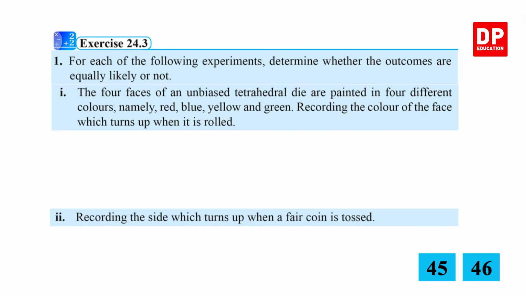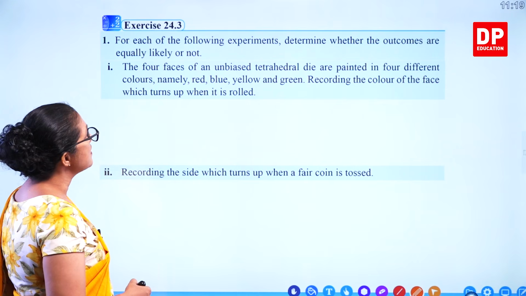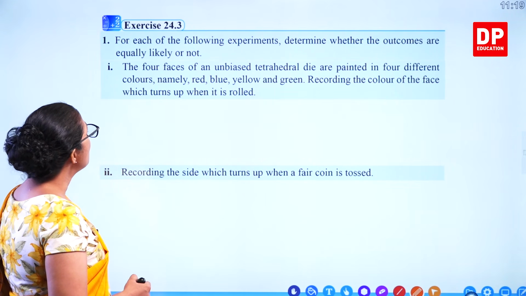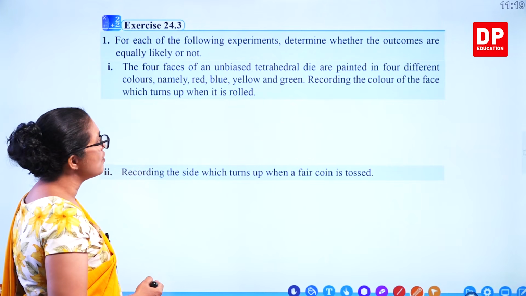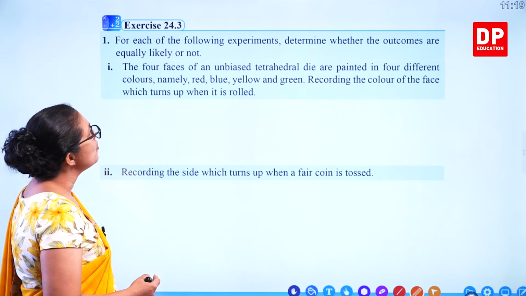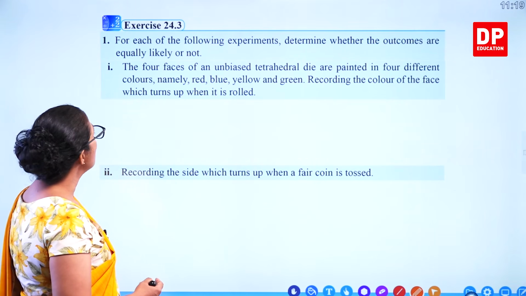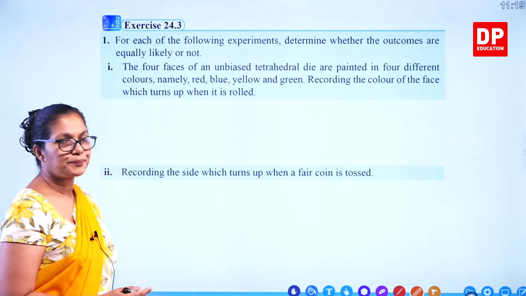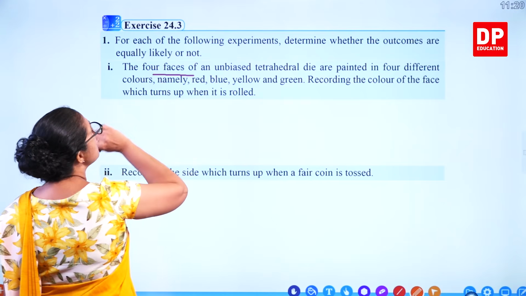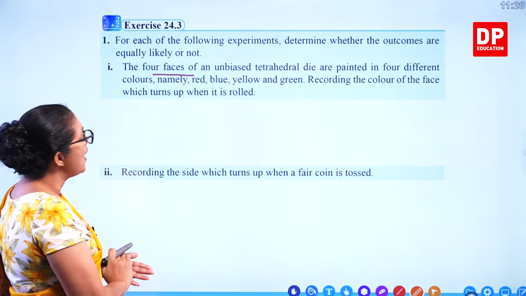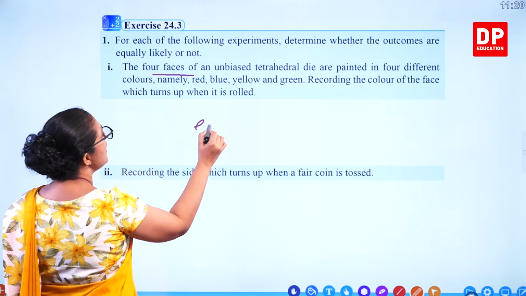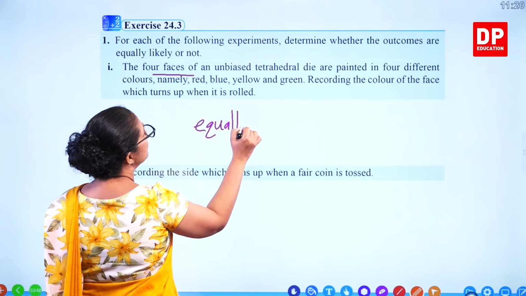Exercise 24.3. For each of the following experiments, determine whether the outcomes are equally likely or not. The 4 faces of an unbiased tetrahedral die are painted in 4 different colors, namely red, blue, yellow and green, recording the color of the face which turns up when it is rolled. So all sides are equal. Equal faces means all faces are the same and only difference is the color. So this is equally likely.